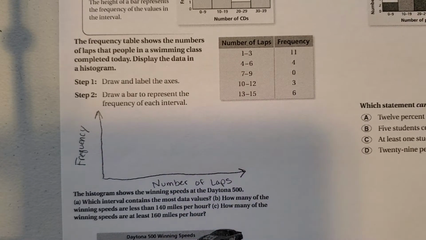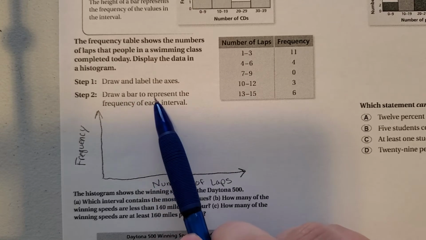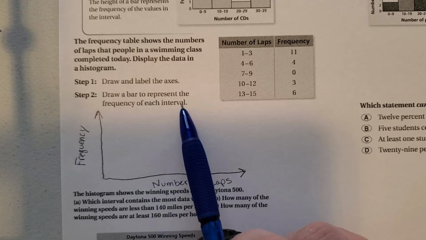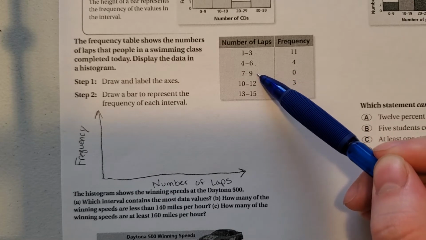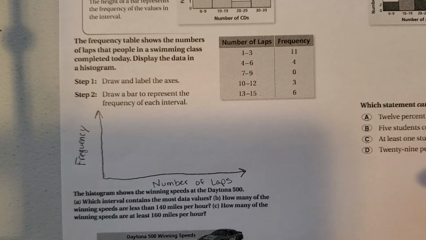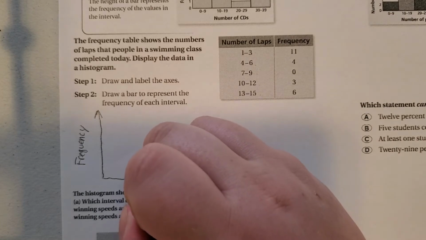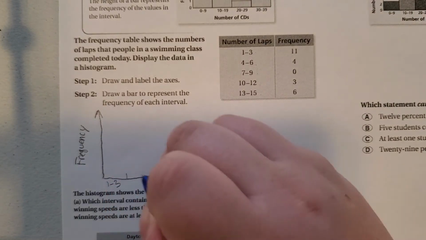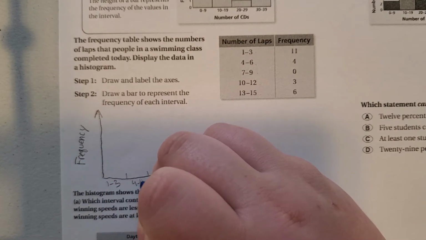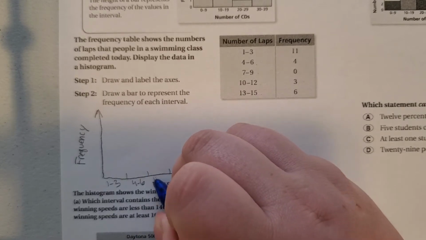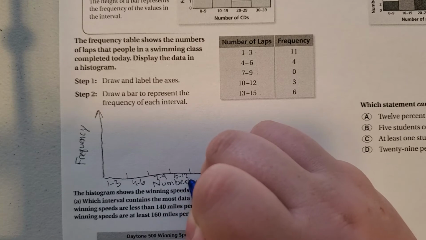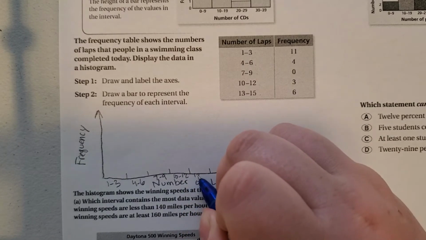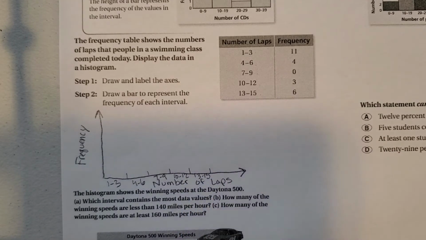Okay, then it says draw a bar to represent the frequency of each interval. So it actually already gives us our intervals: 1 through 3, 4 through 6, 7 through 9, 10 through 12, and 13 through 15. So I can just separate those by saying 1 through 3, 4 through 6, 7 through 9, 10 through 12, and 13 through 15. Okay, and then the frequency is how often it happens.